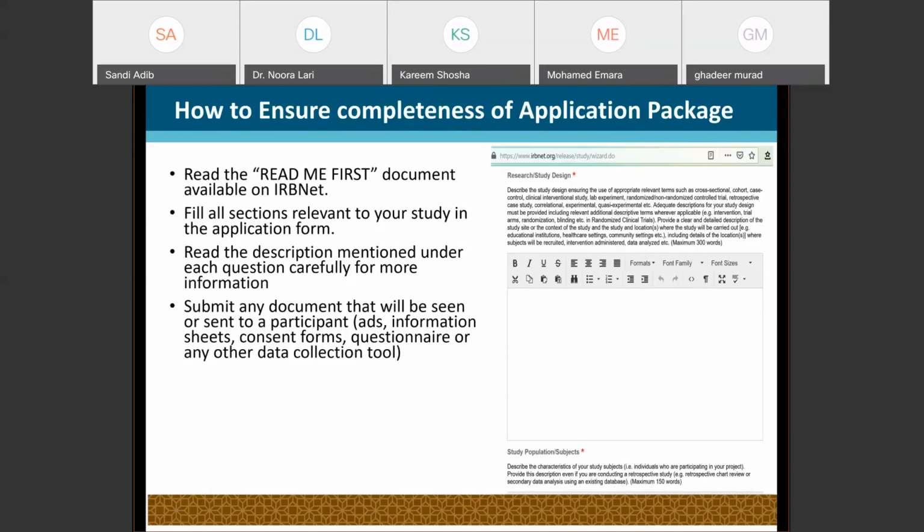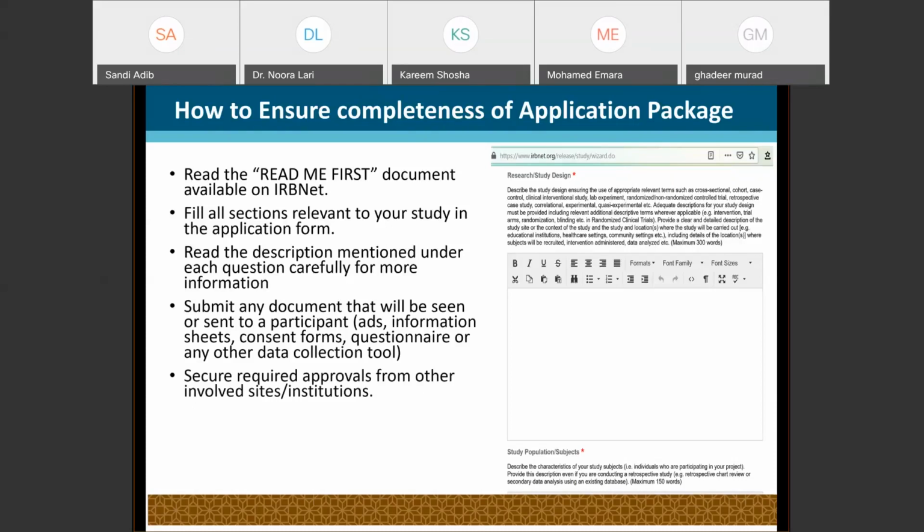Those documents are very important to be submitted in all languages that are used. Sometimes, for example, in the checklist that you fill, you mention that you want to do your research or to collect data in both languages, Arabic and English. But what we see in the submission is only English or only Arabic. This will also cause some delay when we request that you please submit all the documents in the languages used.